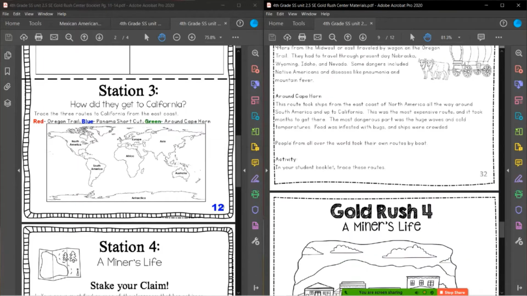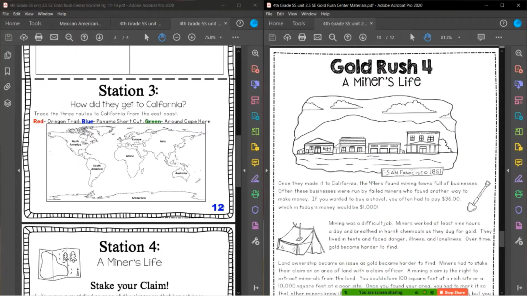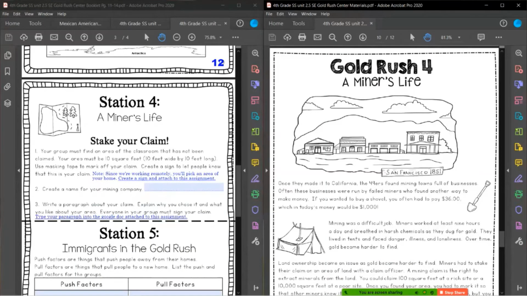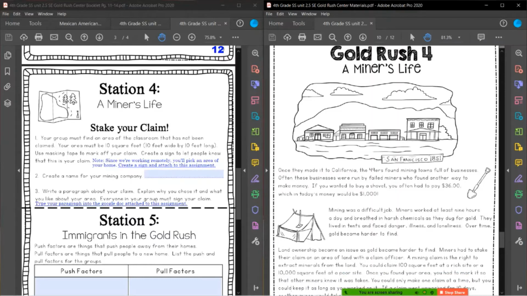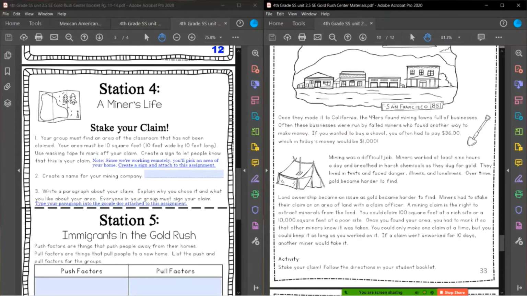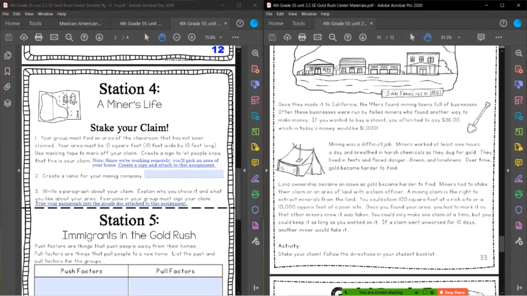For station 4, this is what we were talking about earlier. You are going to be claiming an area, and you're going to create a sign to show that that's your mining claim, right? That's your land that you've claimed, and you're going to write about it. So you're going to read through the Gold Rush Station 4 material, A Miner's Life. And then over on this side, you're going to be putting a name for your mining company right here. So come up with something creative. You're going to create a sign for your mining company, and you're going to write a paragraph about it. And that was the document that I showed you in the beginning.